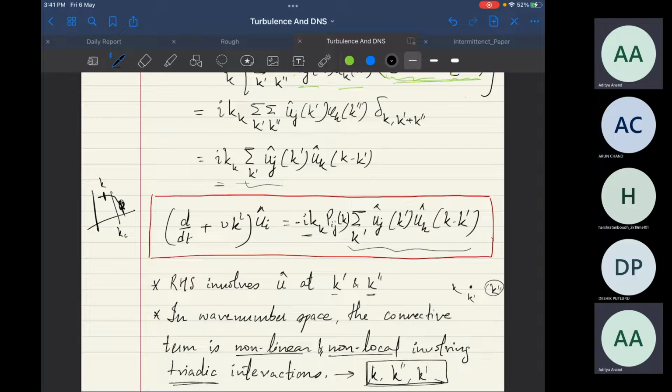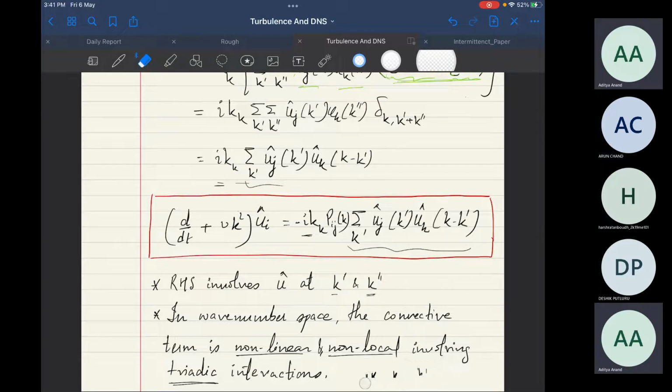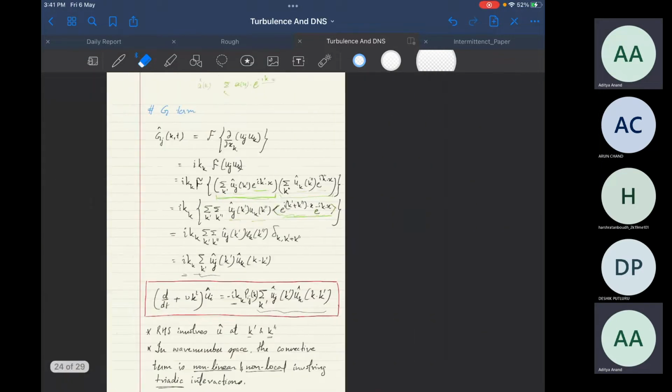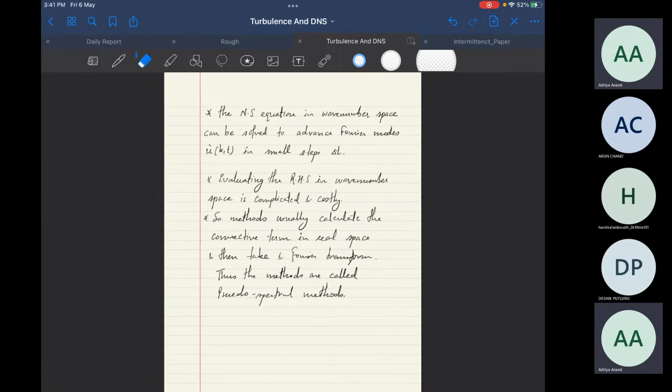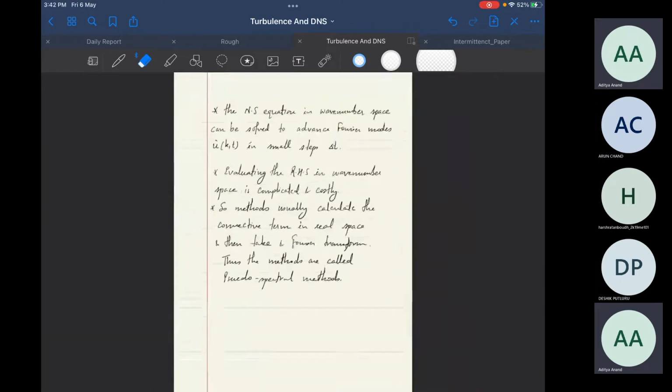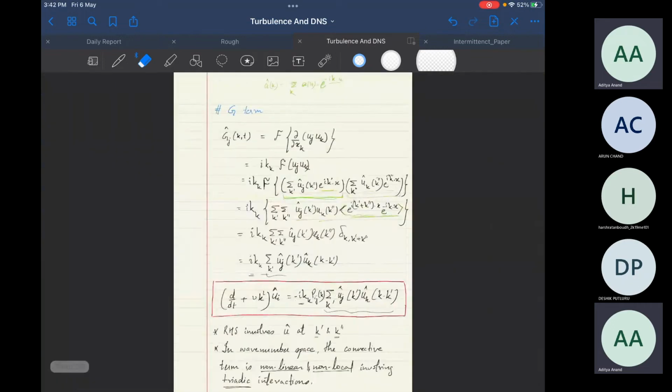What spectral methods often do is they calculate the convective term in the physical domain itself. They calculate this entire term.